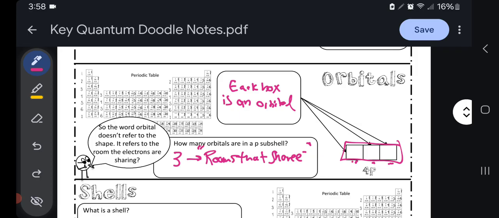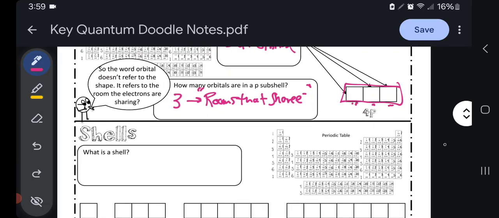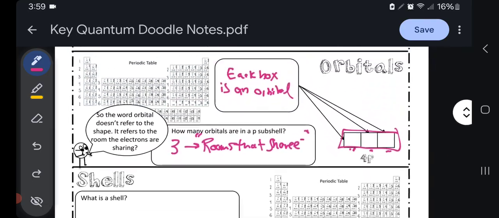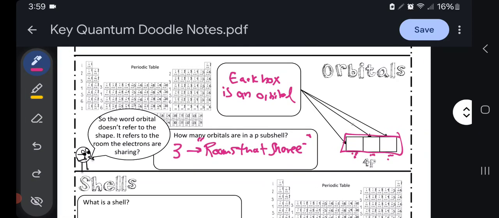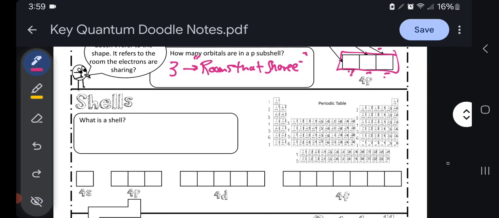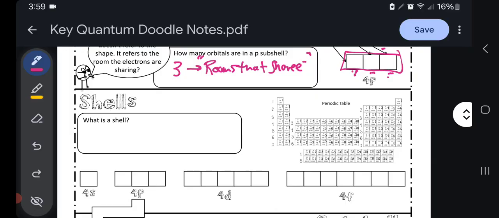Okay, and it's either going to be arrows up, down, and it'll tell us the orientation. And with the P, remember we're going to have one that's up and down, one side to side, and one front to back. Okay, up, down, side to side, front to back. That's what those technically represent, like your X, your Y, and your Z. Alright, now shells is all of the electrons in a specific energy level.